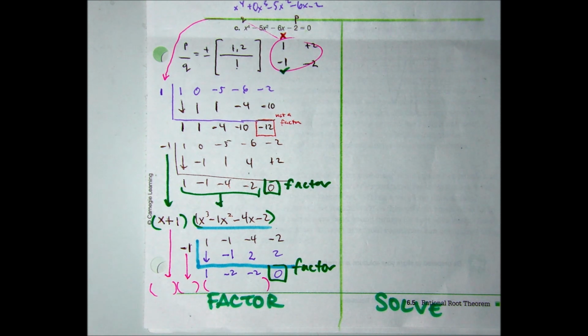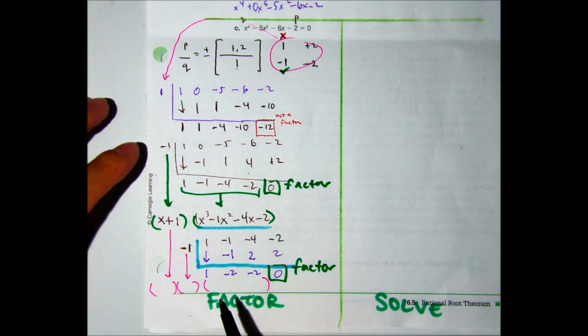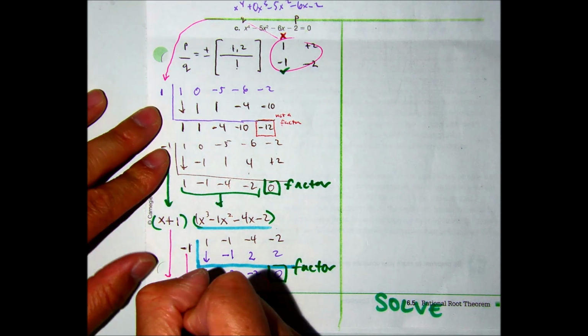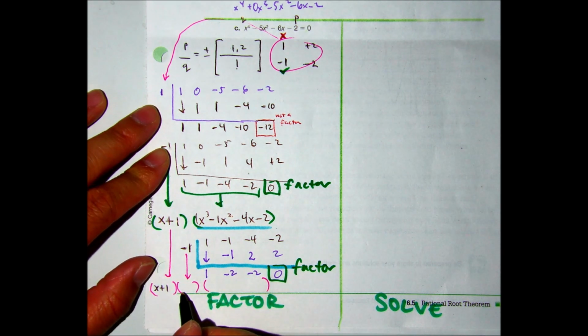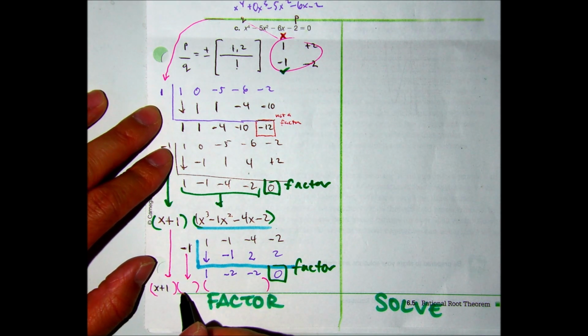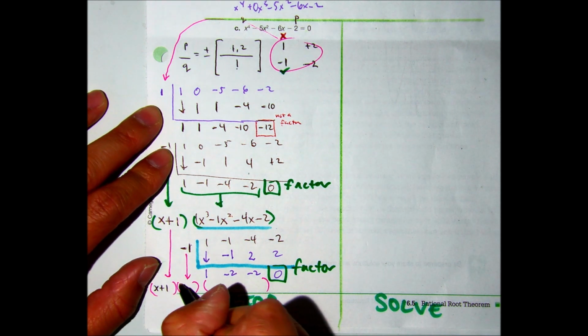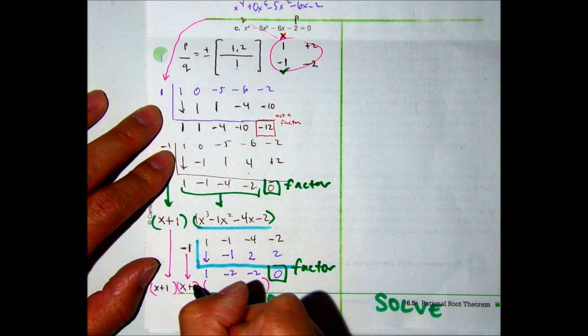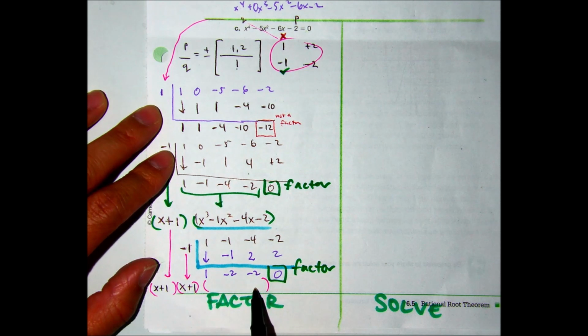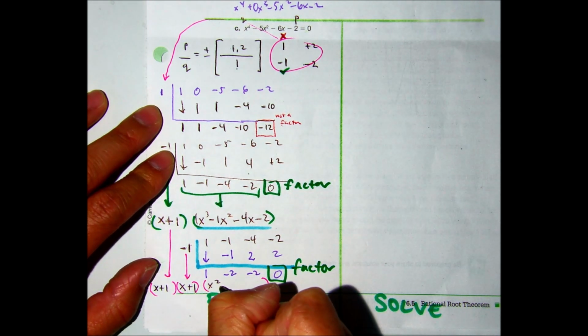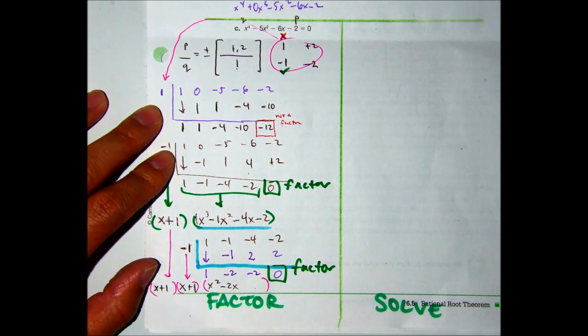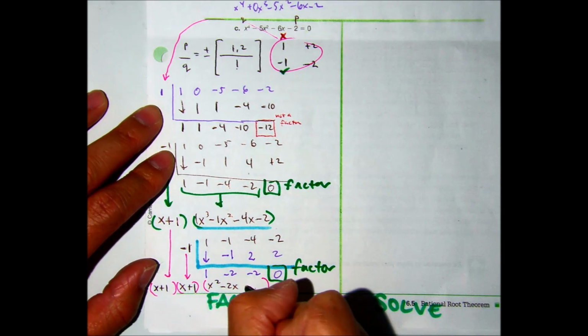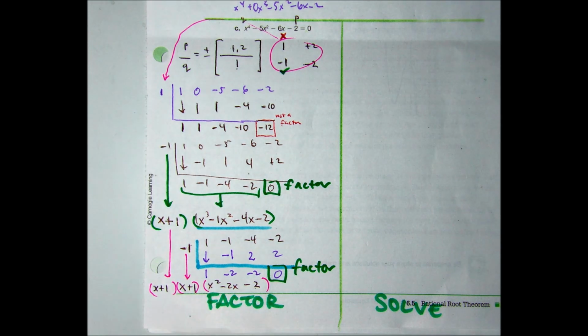Armando, tell me what to write. x plus 1, x minus 1 plus 1, and then x squared minus 2x minus 2. Raise your hand if you got that. Good. Now Brian was asking, can I make this x plus 1 squared? Yes, that might make it really nice and tidy.